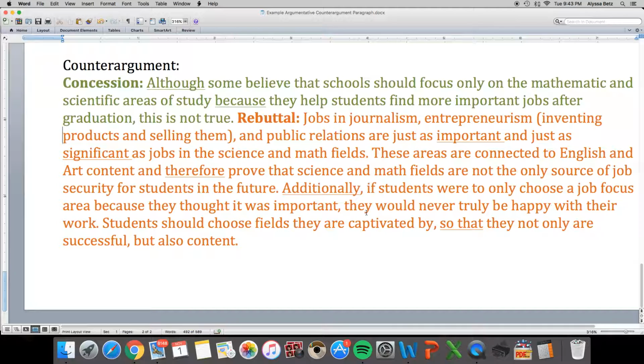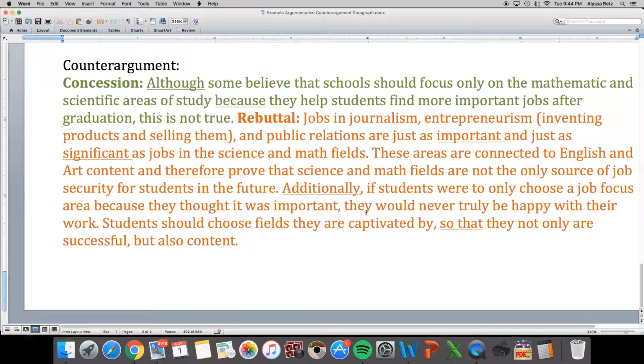So for my concession, I wrote, although some believe that schools should focus only on the mathematic and scientific areas of study because they help students find more important jobs after graduation, this is not true. I have some underlined words here that are helping with my cohesion. I have a transition word, although. I have a word that's building onto this idea, because. So those are creating cohesion. Now that I've stated the best point the opposition makes, I have to tear it apart.